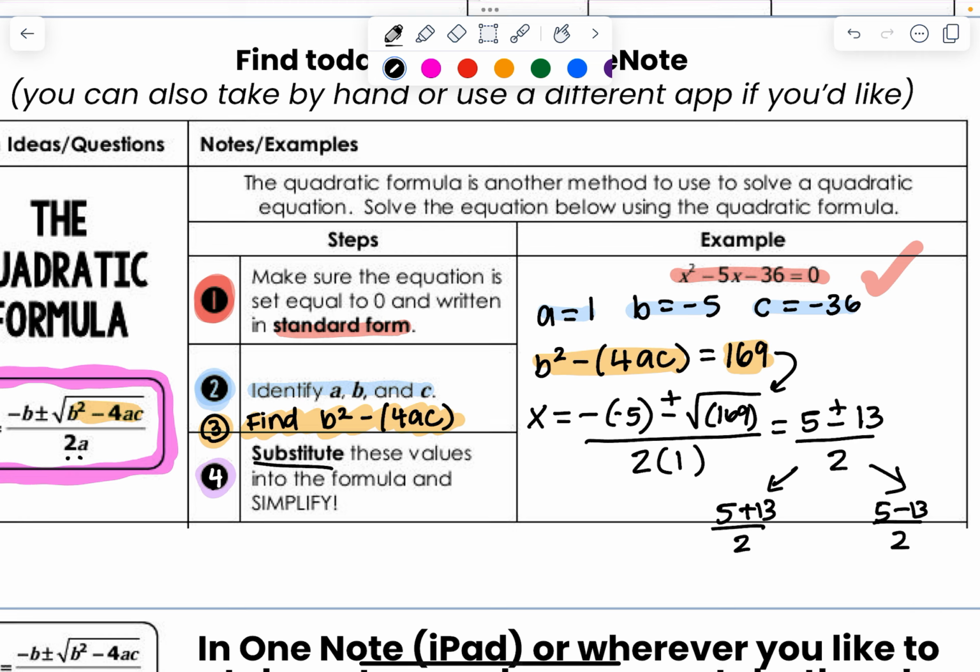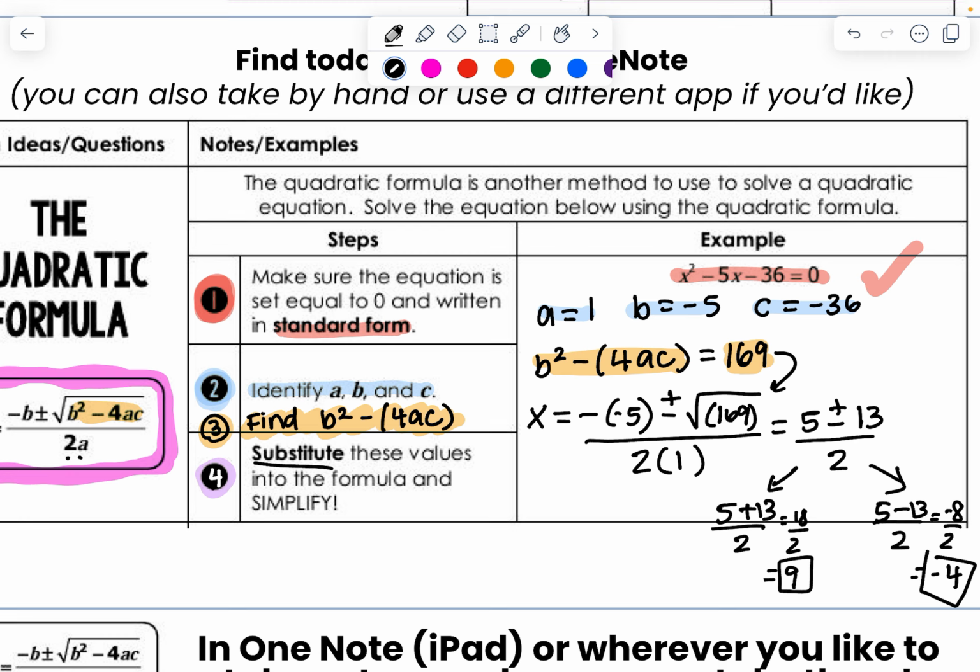And when I simplify 5 plus 13 divided by 2, that's 18 divided by 2. Right, that's 18 over 2. That's actually 9. Okay, and 5 minus 13 over 2, that's negative 8 over 2. That simplifies to negative 4.